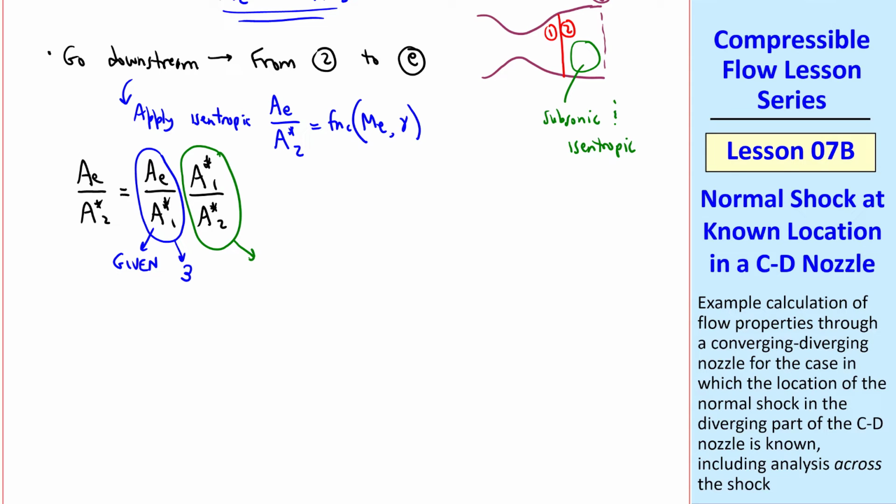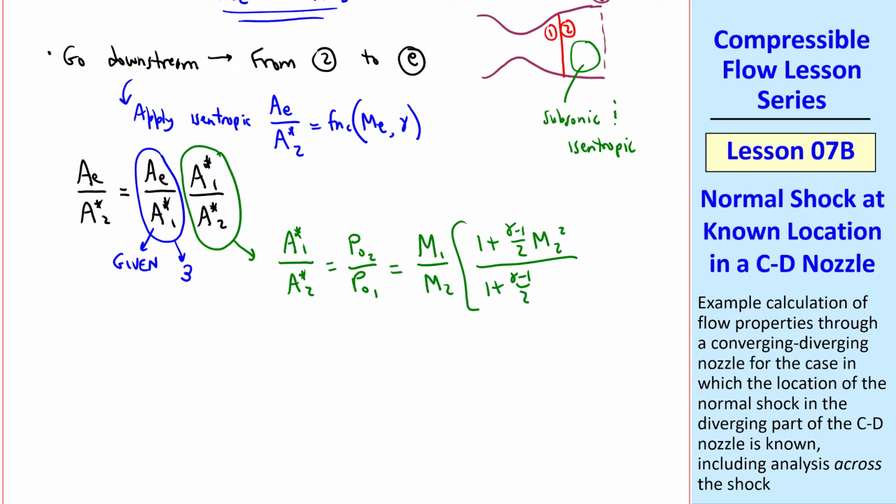derived in the previous lesson, namely A star 1 over A star 2 is P naught 2 over P naught 1, or M1 over M2 times 1 plus gamma minus 1 M2 squared over the same thing in the denominator, but M1 squared, all raised to the gamma plus 1 over 2 gamma minus 1.